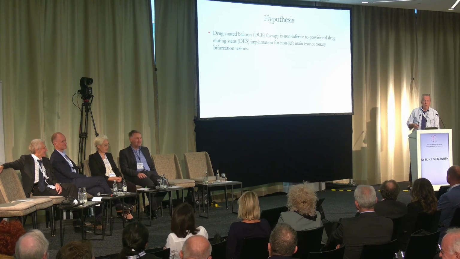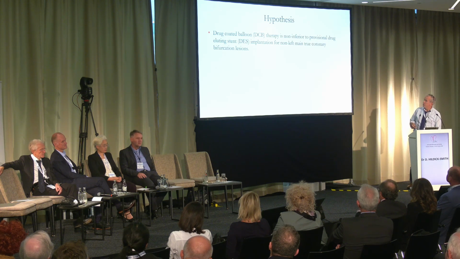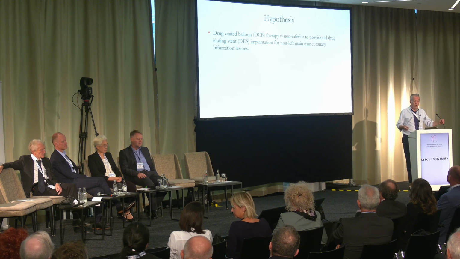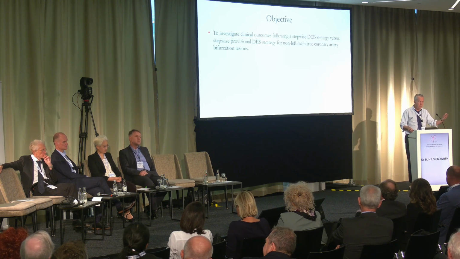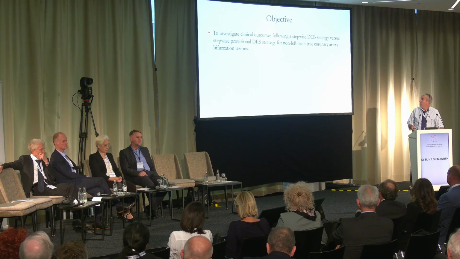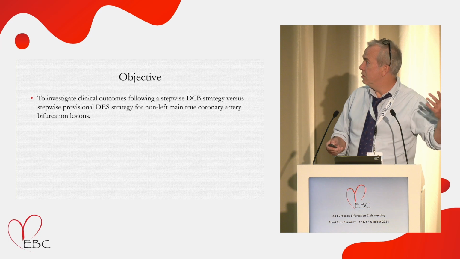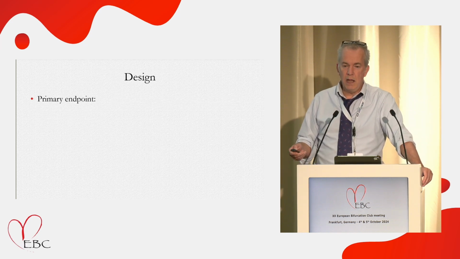Okay, so the hypothesis of the study is that drug-coated balloon therapy is non-inferior to provisional drug-eluting stent implantation for non-left main stem true bifurcation lesions, and the objective is to look at the stepwise drug-coated balloon strategy versus the stepwise provisional drug-eluting stent strategy. How's this going to be done?